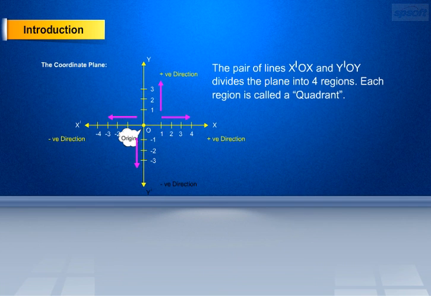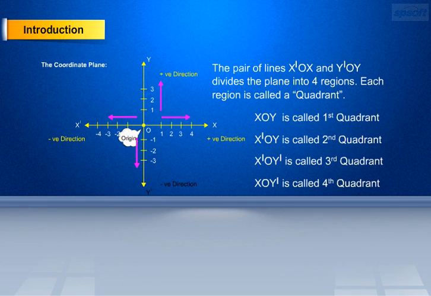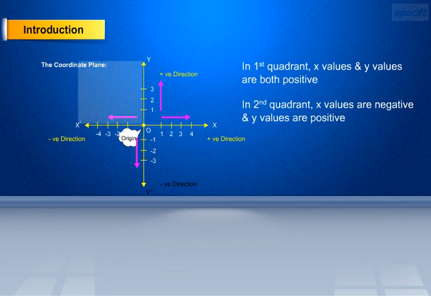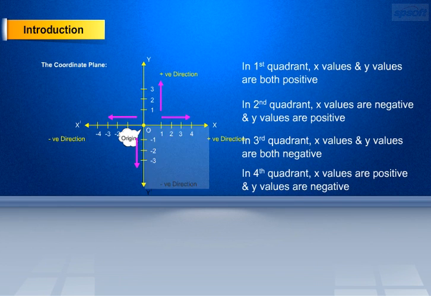The pair of lines X dash OX and Y dash OY divides the plane into 4 regions. Each region is called a quadrant. Here XOY is called first quadrant. X dash OY is called second quadrant. X dash OY dash is called third quadrant. XOY dash is called fourth quadrant. In first quadrant, x values and y values are both positive. In second quadrant, x values are negative, and y values are positive. In third quadrant, x values and y values are both negative. In fourth quadrant, x values are positive, and y values are negative.